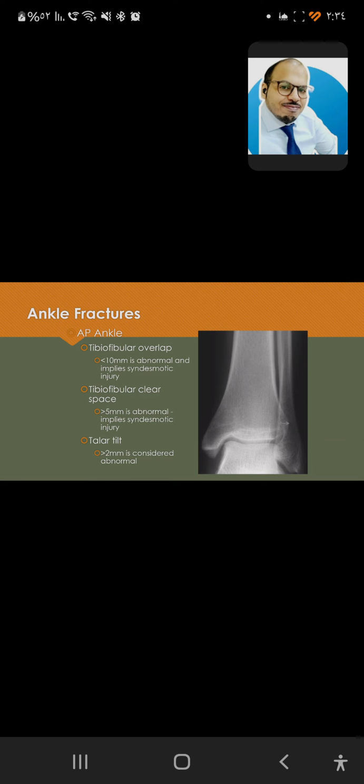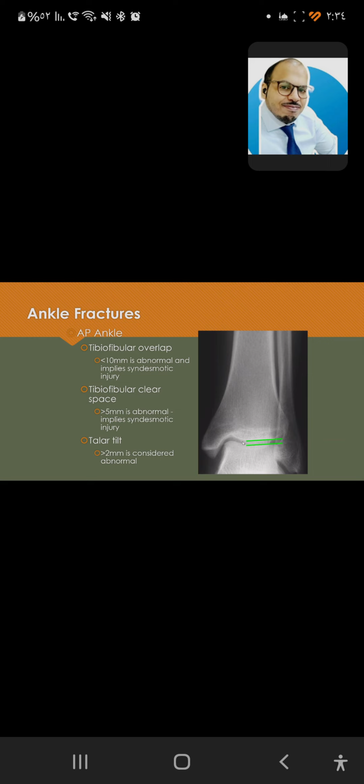And a talar tilt. Talar tilt هذه نشوف فيها space اللي between the distal tibia اللي هنا distal tibia والتيرس. هذه المسافة دي is 2 millimeter. If it's more than 2 millimeters it is considered abnormal.